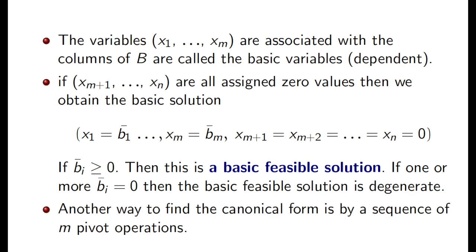If x_m+1 until x_n are all assigned to 0, then we obtain the basic solution x1 equal b1 bar until xm equal bm bar, and x_m+1 equal x_m+2 equal x_n equal to 0. If the b_i's are greater or equal to 0, then this is a basic feasible solution. If one or more b_i equal to 0, then the basic feasible solution is degenerate. We'll see this later. Another way to find the canonical form is by a sequence of m pivot operations.